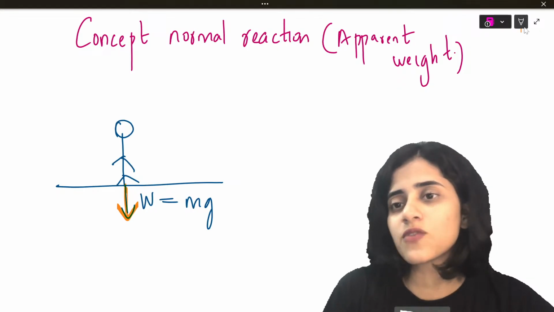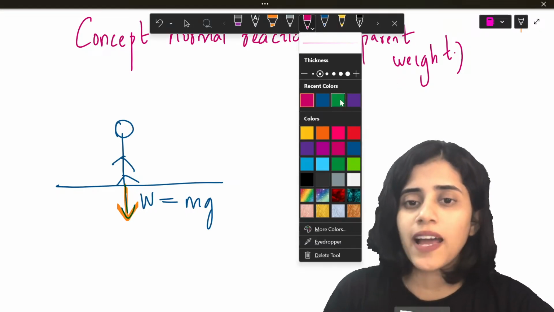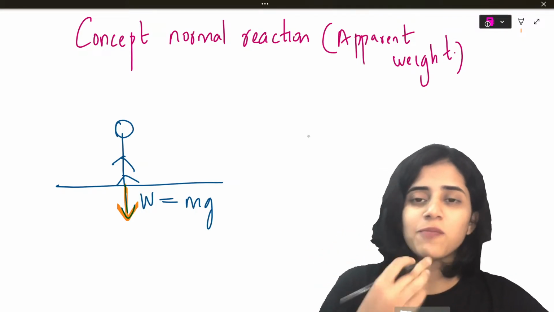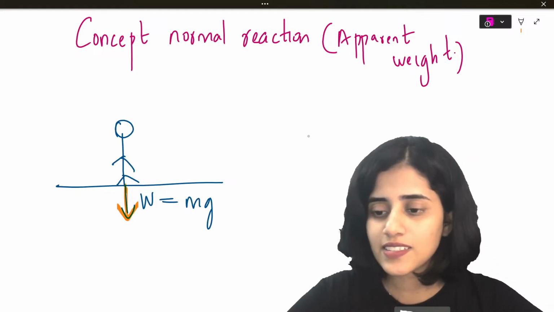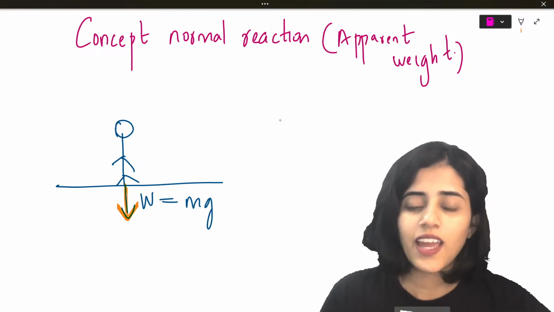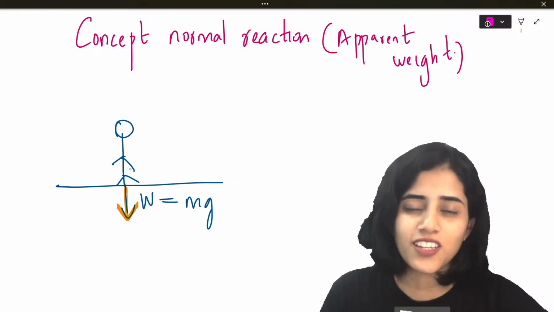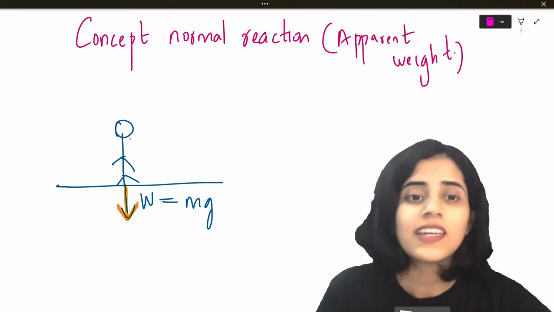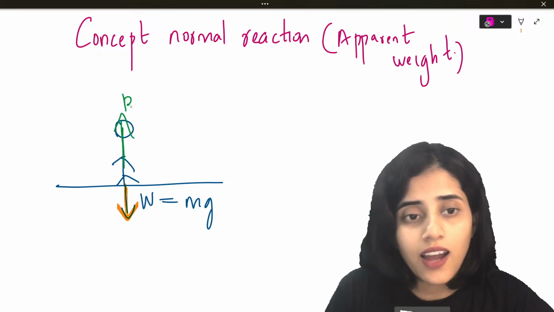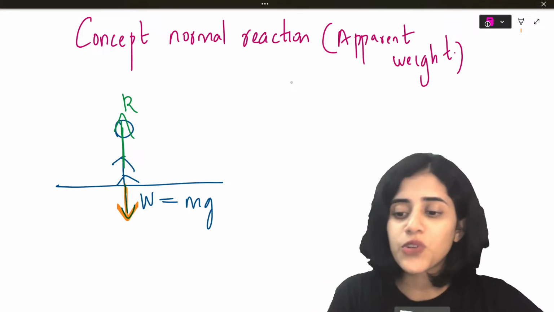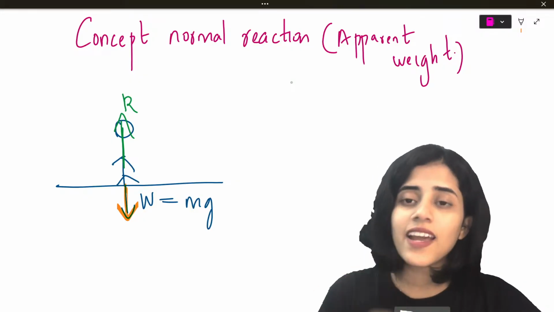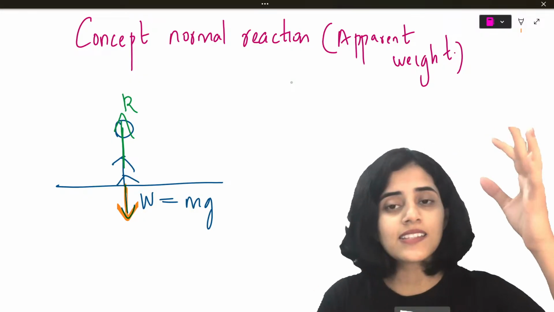The main reason that you don't sink into the ground is that there is an upward force balancing it. And that upward force is not tension here because you are not made out of any string or rope. In this case, that upward force is called R, which is called normal reaction force. So normal reaction force is the upward force that cancels out your weight.